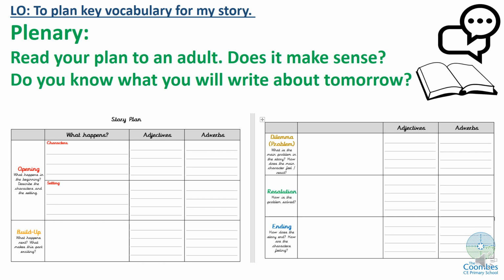It's time for your plenary then. And your plenary for today is to read your plan aloud to an adult. So you have to make sure it's out loud and not just in your head. Double check that it makes sense because you really need to know your story for tomorrow. Because tomorrow you are starting to write your story. So make sure you've read it out and you know exactly what you will be writing about tomorrow. Pause the video, read aloud to an adult, and have fun.